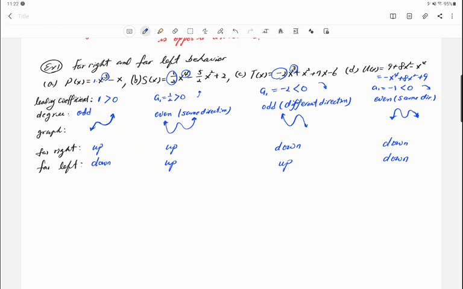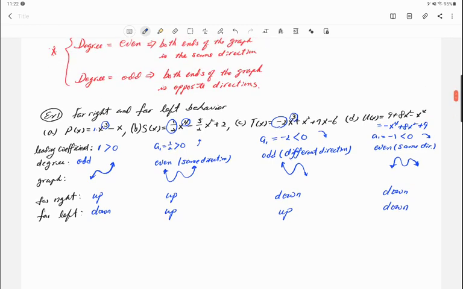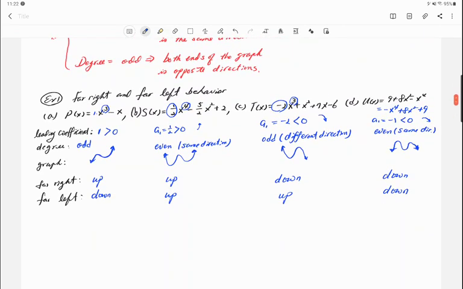Okay, can you see it? So this is really important. Check the leading coefficient, whether it's positive or negative, and also check the degree, whether the degree is even or odd.